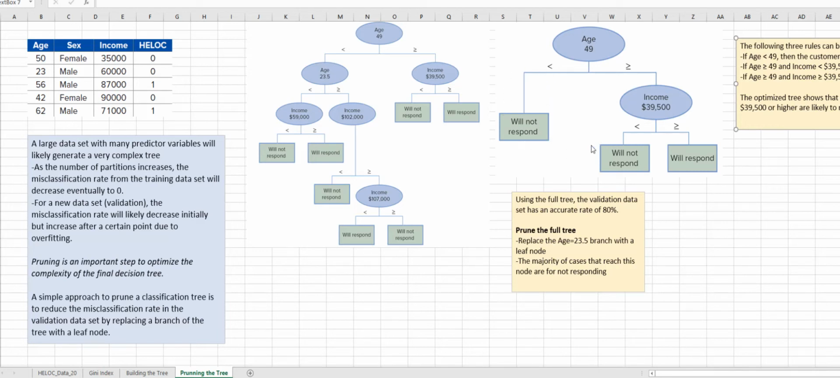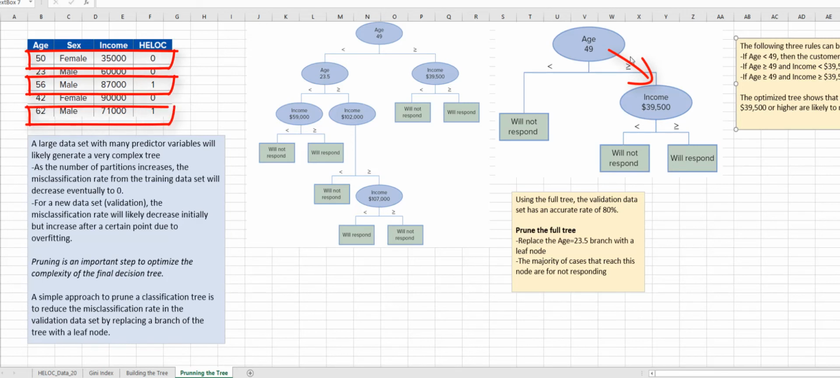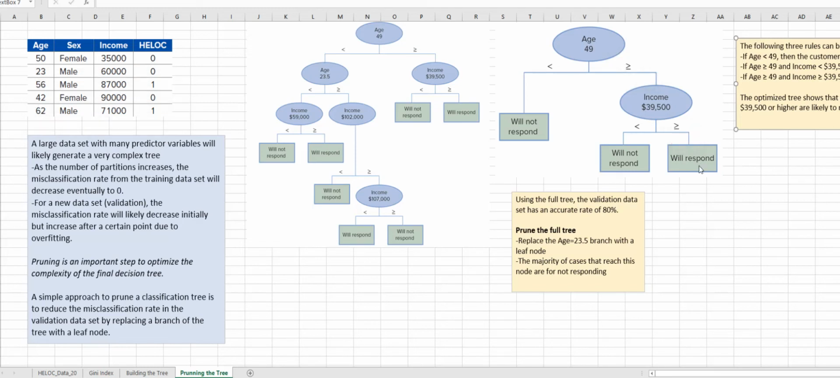This simpler tree yields the best classification performance on the validation dataset. So let's check it. Here, if age is greater than or equal to 49, which in this case we have 50, 56, and 62, and with an income greater than or equal to 39.5k, in this case we eliminate the first observation, 87 here and 71 here, then they will respond to the HELOC offer. Therefore, this simpler tree correctly identifies all of the cases in the validation dataset.